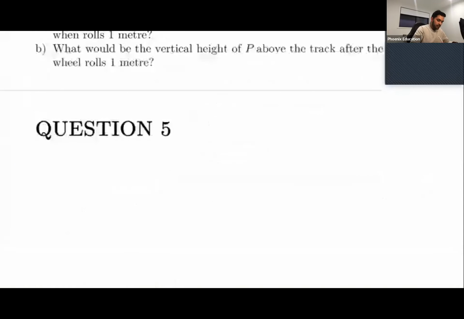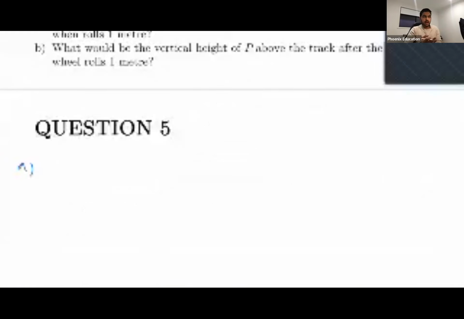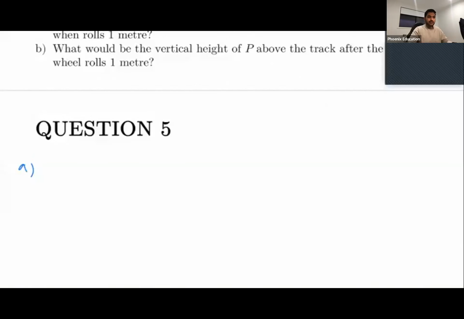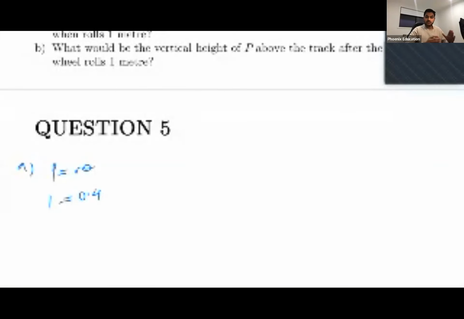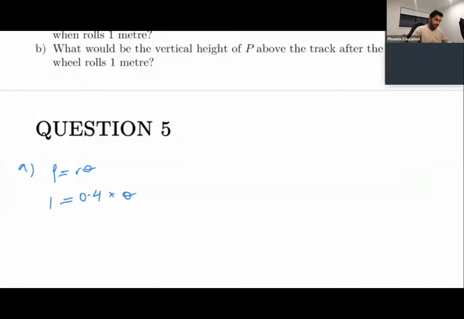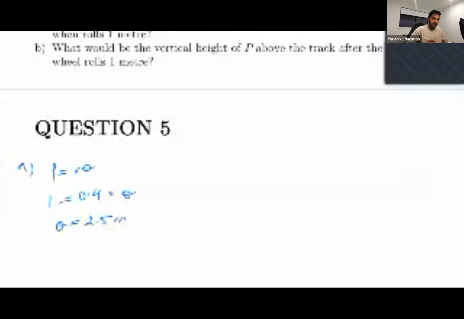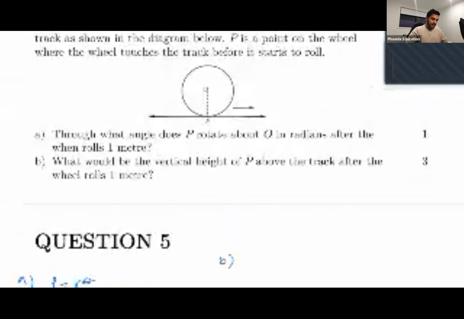So that means we have an arc length because it probably won't be the full circumference, but even if it is, we can use the same formula, which is the arc length formula. We know that we're rolling out 1 meter's worth. The radius they told us is 40 centimeters. Okay, so we'll keep all the units in meters. So 0.4 times theta. So theta would actually come out as 2.5 meters. Okay, that's part A.